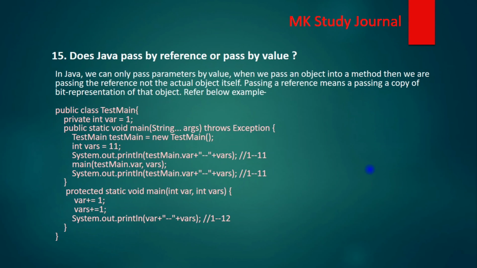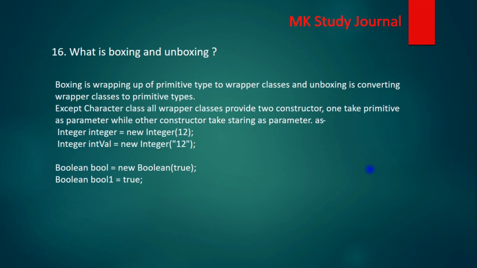Let's move to the next question. Now the question is, what are boxing and unboxing? Boxing is converting a primitive type into a wrapper class, and the reverse process, the conversion of a wrapper class into a primitive type, is called unboxing.